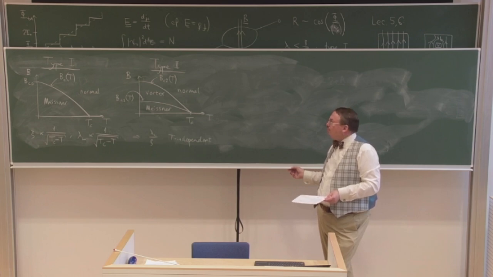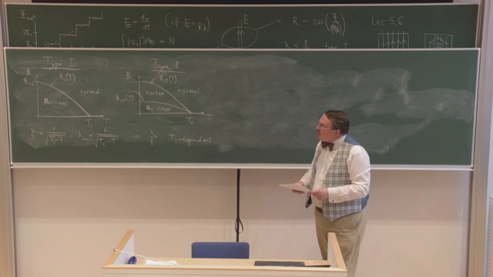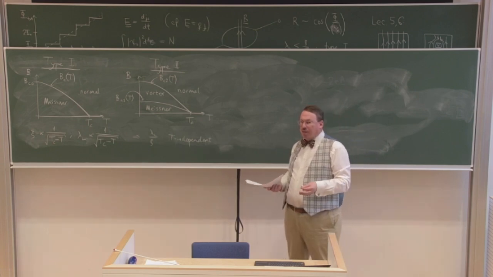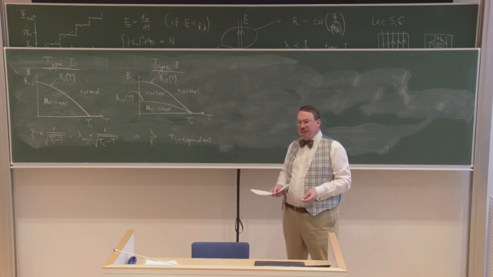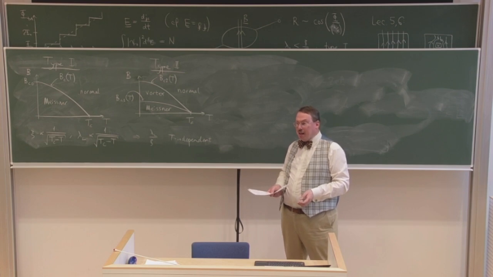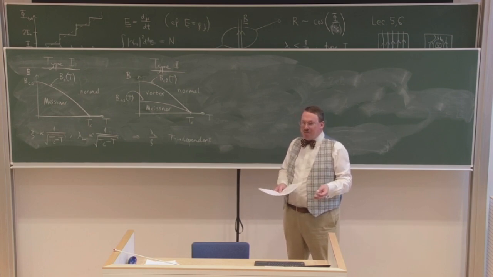Mm-hmm. Yeah, I mean, I guess it's worth saying in general that there are fluctuation effects around critical temperatures and critical fields in superconductors, or at least there can be. And that in lower dimensions, those fluctuation effects become more extreme.